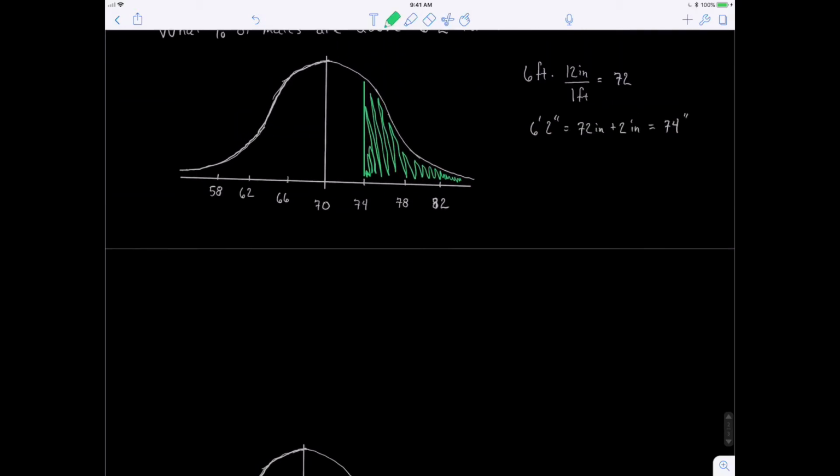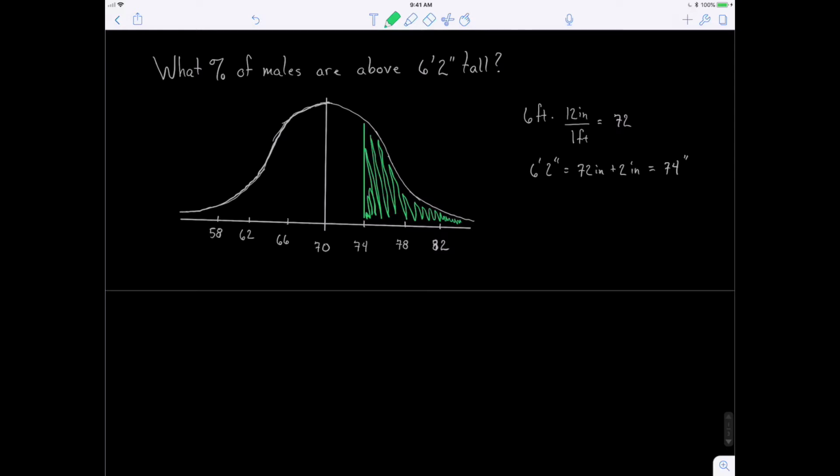Now, let's take a look. So to finish this problem, well, now we have to do a bit of work. And what we're going to do is use the empirical rule. And remember what this says. It says that within 1 standard deviation above and below, well, that's 68% of the data. I think we could keep going. 2 standard deviations is 95. But look at our 74 lands right at 1 standard deviation.